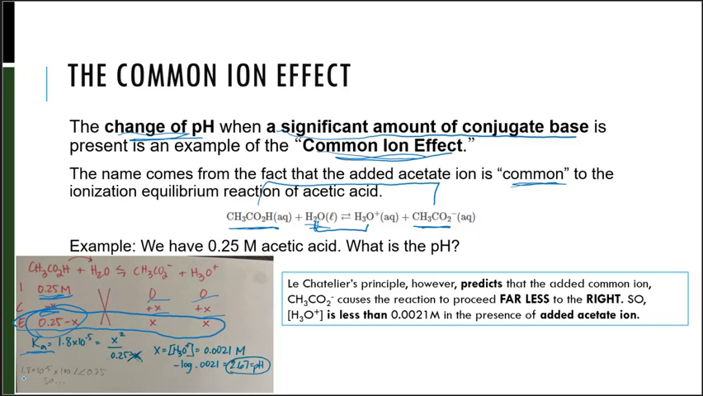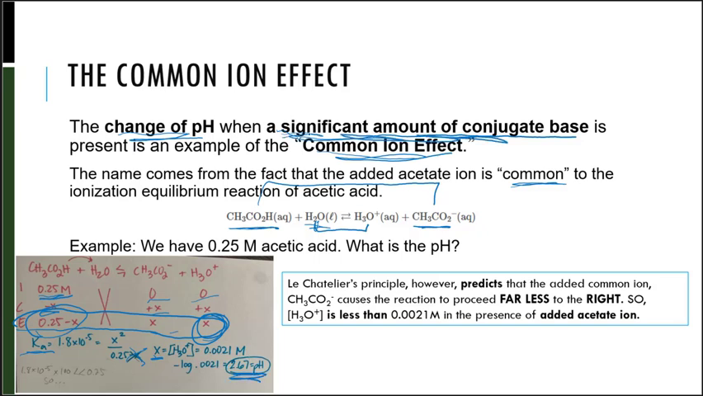We would then take our Ka value and times it by 100 to see that it is way less than our initial concentration of 0.25, so we can cross off that minus x, making this a much easier equation to solve for x. And this would tell us that our x, or our hydronium ion concentration, is 0.0021 molar. We can then take the negative log of that concentration to get the pH.